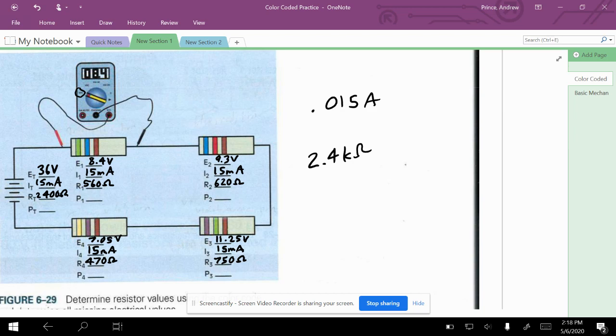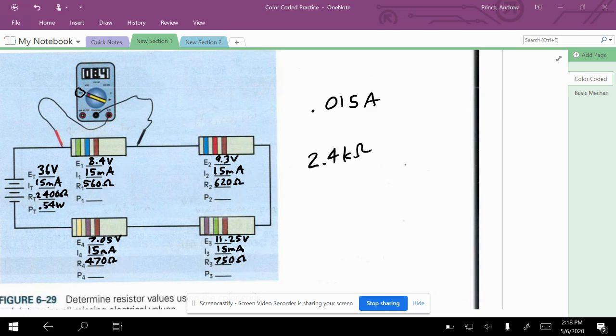And now the only blanks we have left is for the power, so we need to find the watts. For me, the easiest thing to use to find that is we're just going to multiply the voltage and the current and that'll give us our watts. So the total, 36 times 0.015, gives us 0.54 watts. Now we can do that for every single one of these. And then those should add up to this total when we're done.